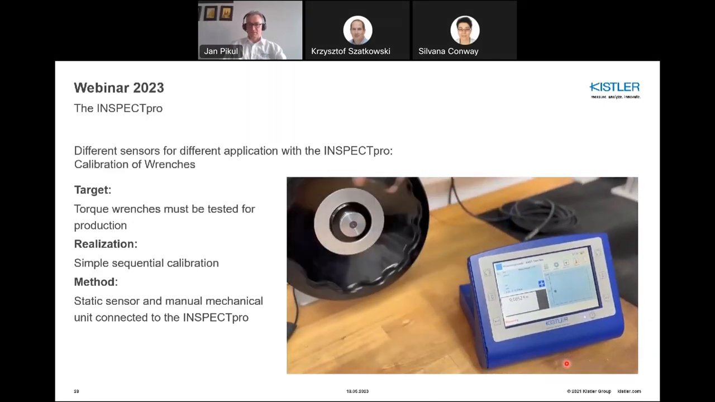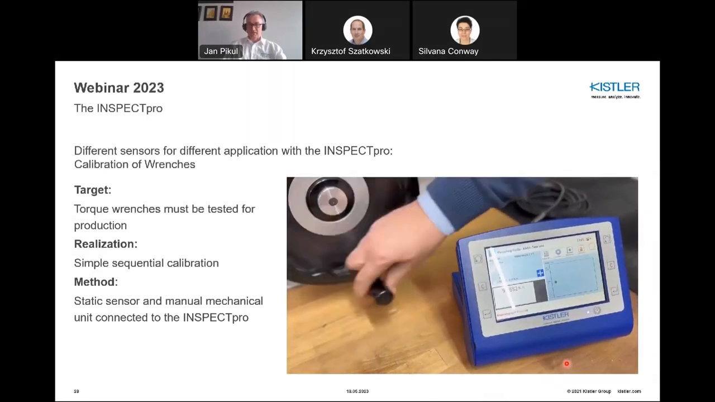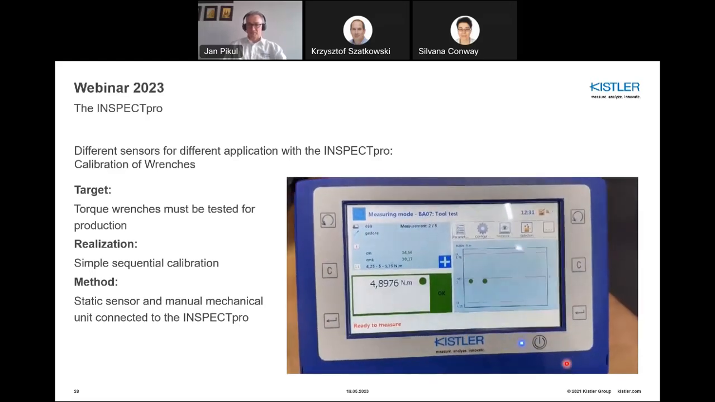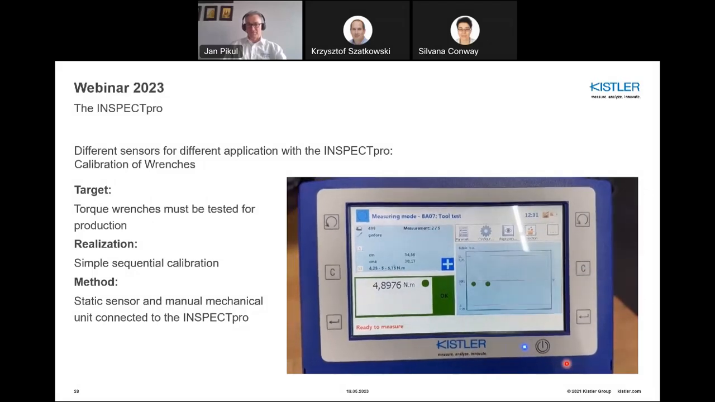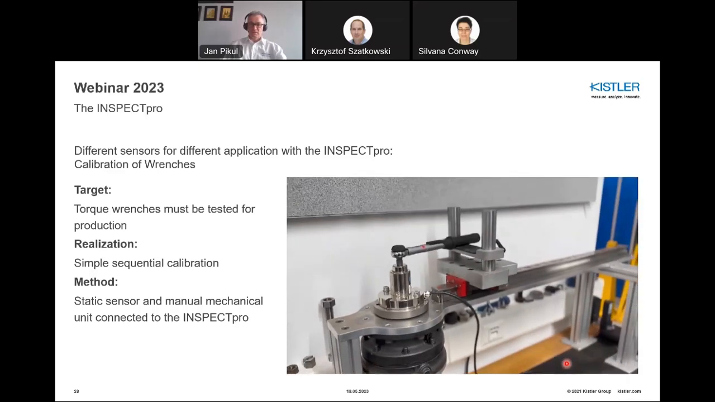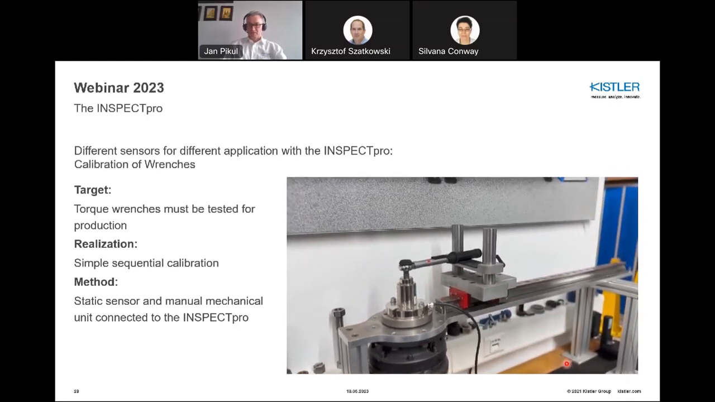When the value is between the limits, so inside the limits, the information to the operator is okay. If it's outside of this scope, then the information is not okay. It means that the tool should be repaired or replaced.